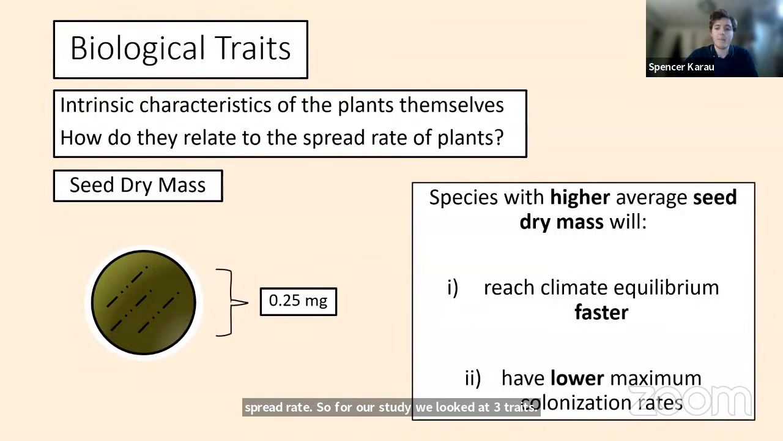The first trait we looked at was seed dry mass. Typically, plants with a heavier seed are more resistant to tough conditions, and they start off with more resources. So this can make them more tolerant of unfavorable conditions. But species with heavier seeds are also typically harder to disperse. So with that in mind, we're going to make 2 hypotheses about each of our traits, and we'll explain what we mean by the terms in the hypotheses a bit later. But for now, we predicted that species with a higher average seed mass will reach climate equilibrium faster, but will have lower maximum colonization rates.